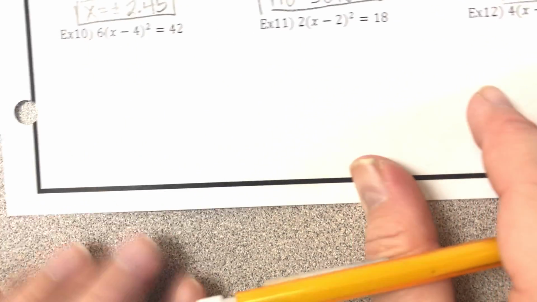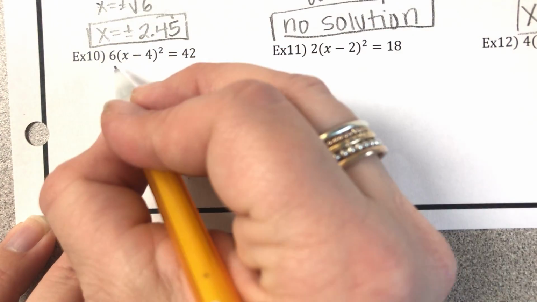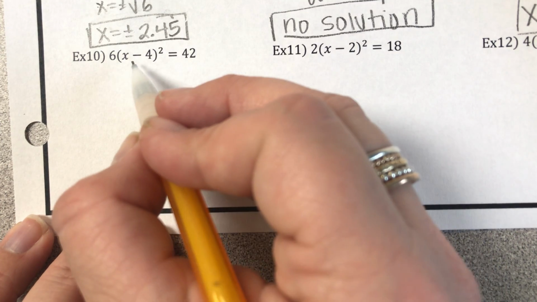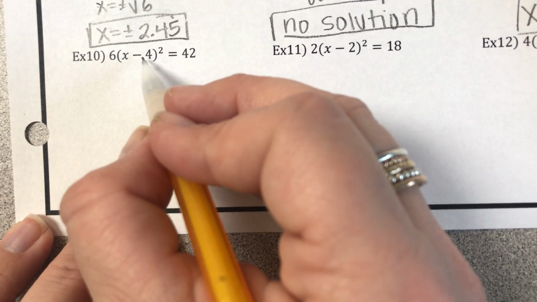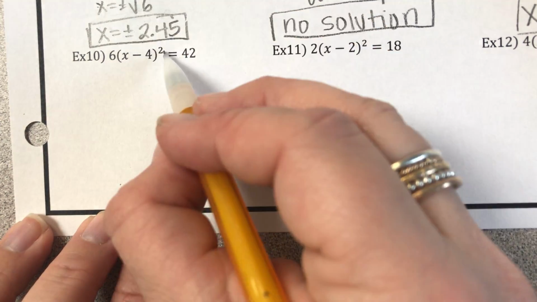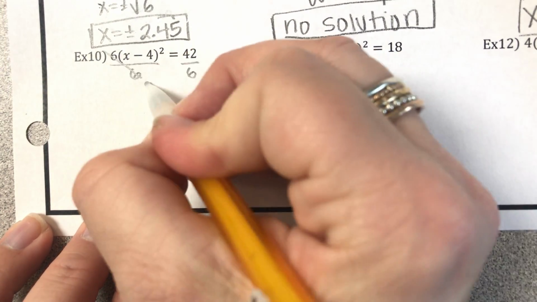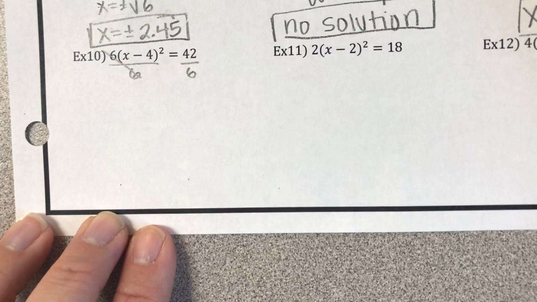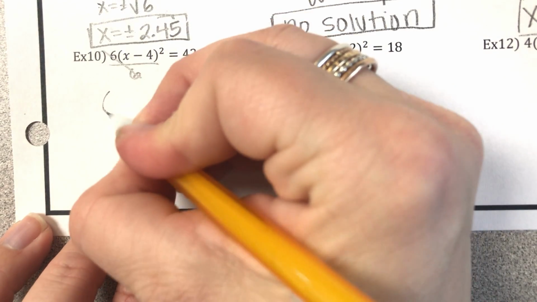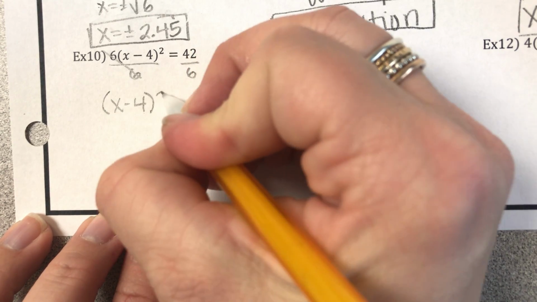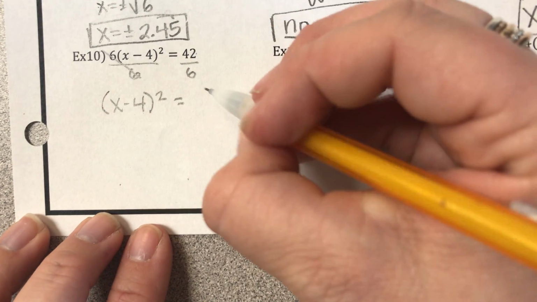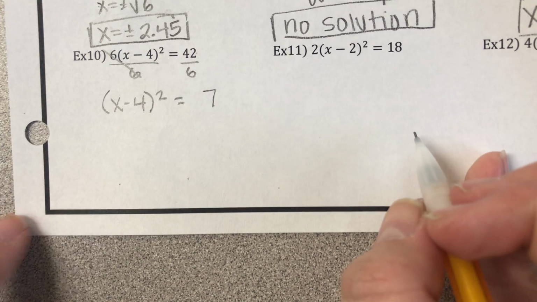Okay, number 10. First thing we're going to do, we can't distribute because this is not just a parentheses, it's a parentheses times another parentheses, right? It's squared. So we're actually going to divide both sides by 6. I did that so that all I'm left with over here is x minus 4 squared equals 42 divided by 6, which is 7.